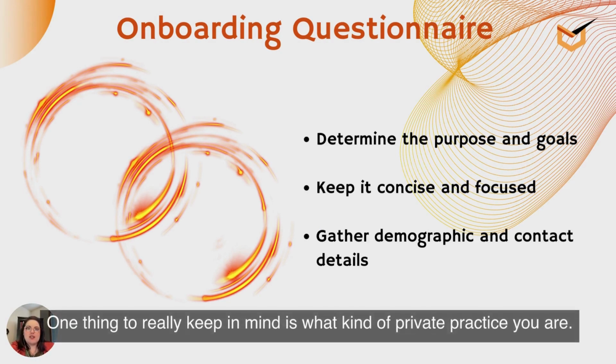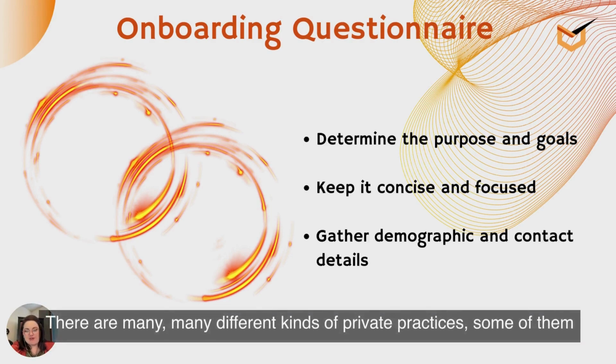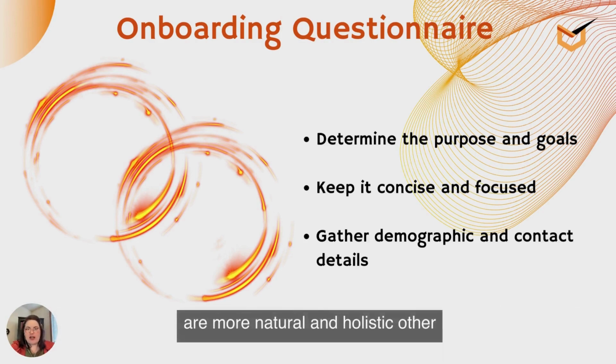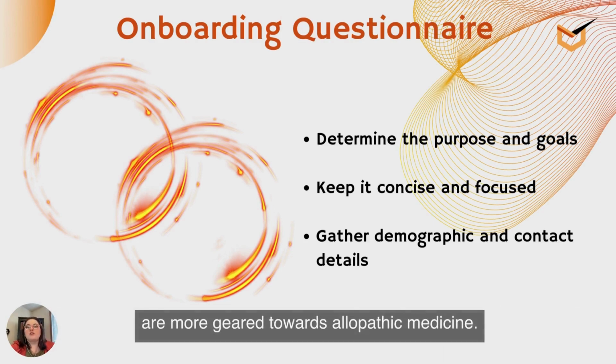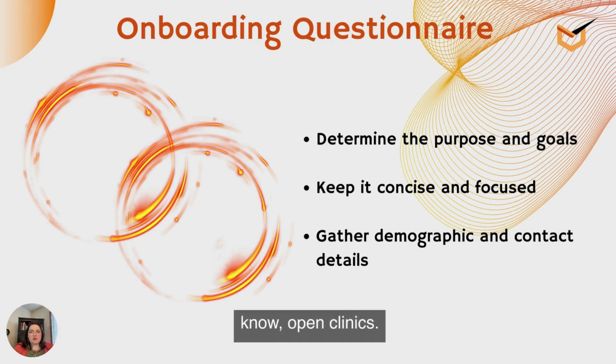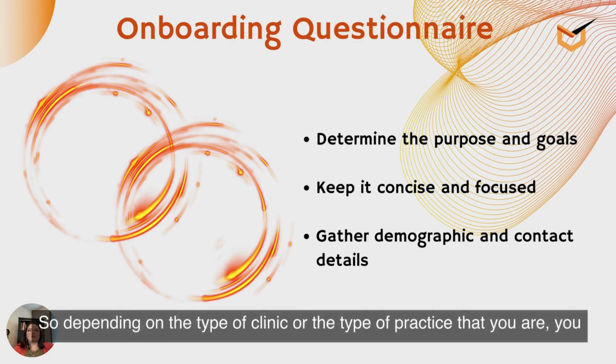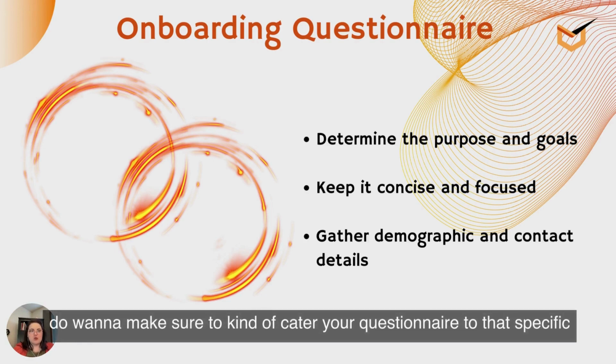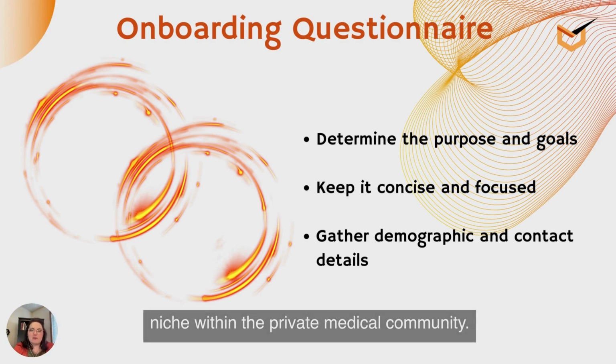One thing to really keep in mind is what kind of private practice you are. There are many different kinds of private practices. Some of them are more natural and holistic. Others are more geared towards allopathic medicine. There are also different types of Ayurvedic medicine clinics out there. So depending on the type of clinic or practice that you are, you want to make sure to cater your questionnaire to that specific niche within the private medical community.